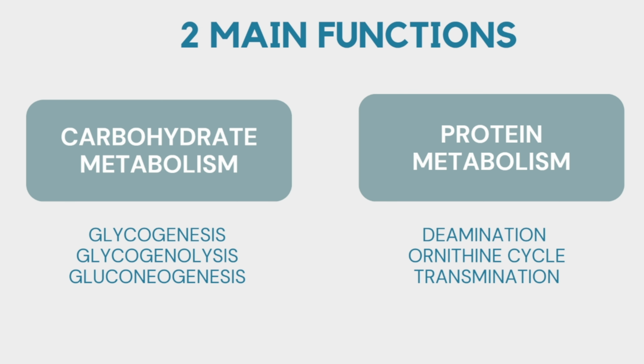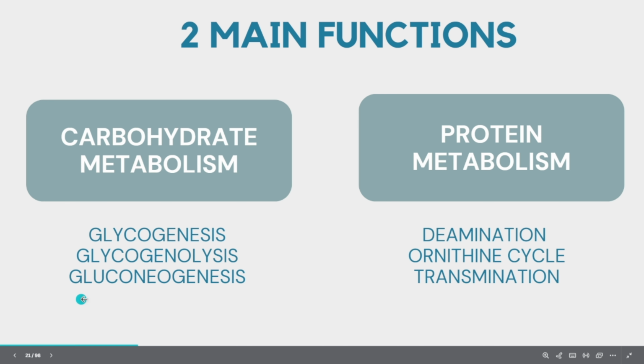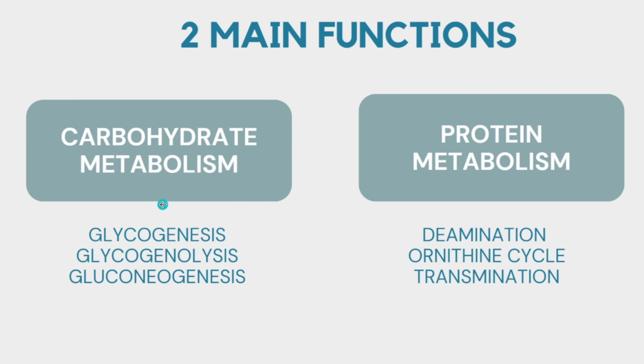which are carbohydrate and protein metabolism, special for the liver. In carbohydrate metabolism, there are three major processes that you need to learn: glycogenesis, glycogenolysis, and gluconeogenesis. They are all like siblings. Glycolysis you already learned in Sem 1, so of course it is not in this. Another one is protein metabolism: deamination, ornithine cycle, and transamination. We need to know them one by one.